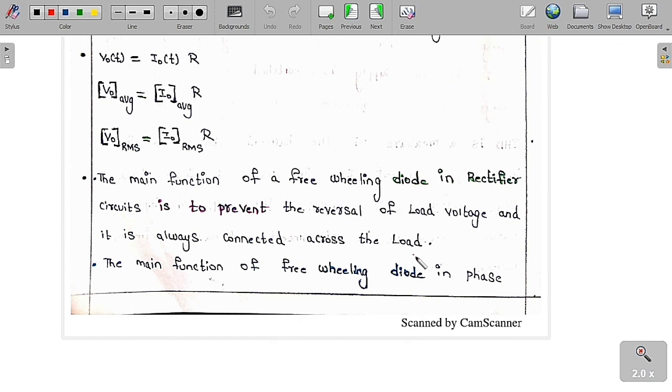So whenever the voltage tries to become negative, the freewheeling diode is going to conduct, so therefore the output voltage is equal to zero. So the average value of the output voltage will increase.